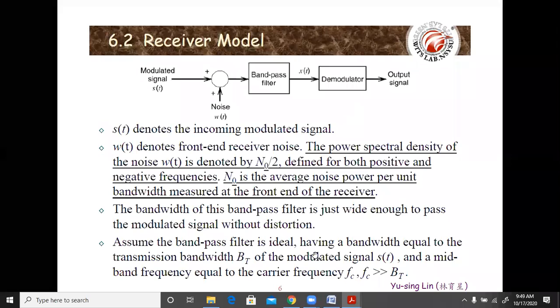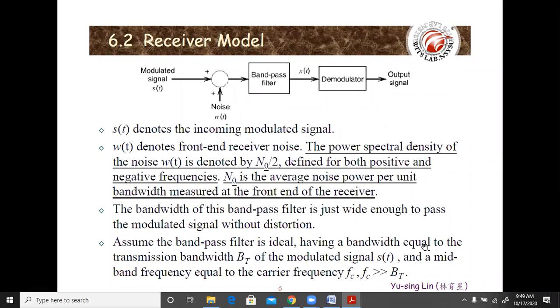So assume that the band pass filter is ideal, having a bandwidth equal to the transmission bandwidth Bt of the modulated signal s(t). We'll assume that the band pass filter is an ideal band pass filter, having a bandwidth equal to the transmission bandwidth Bt of the modulated signal s(t), sometimes people will use W, and a mid-band frequency equal to the carrier frequency fc, which is far, far greater than the Bt value.